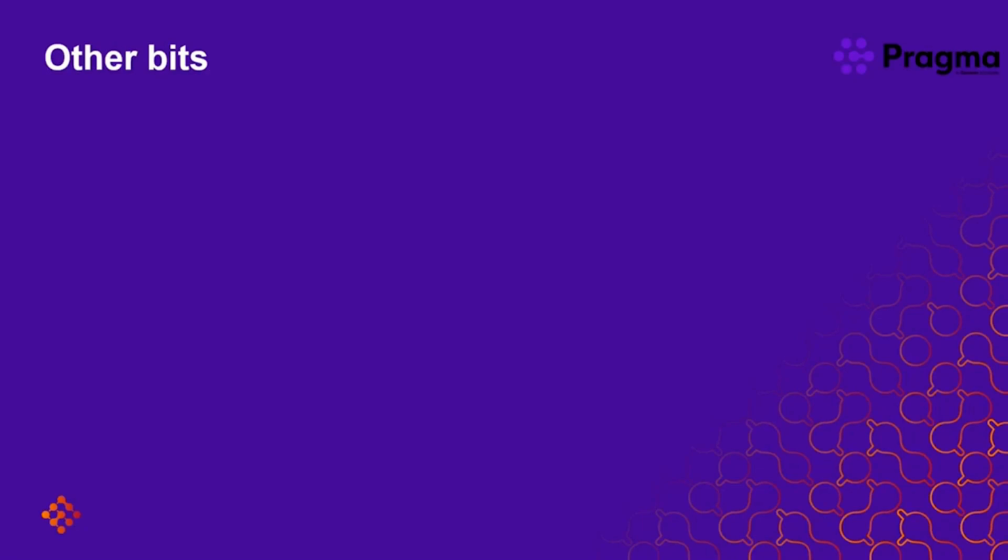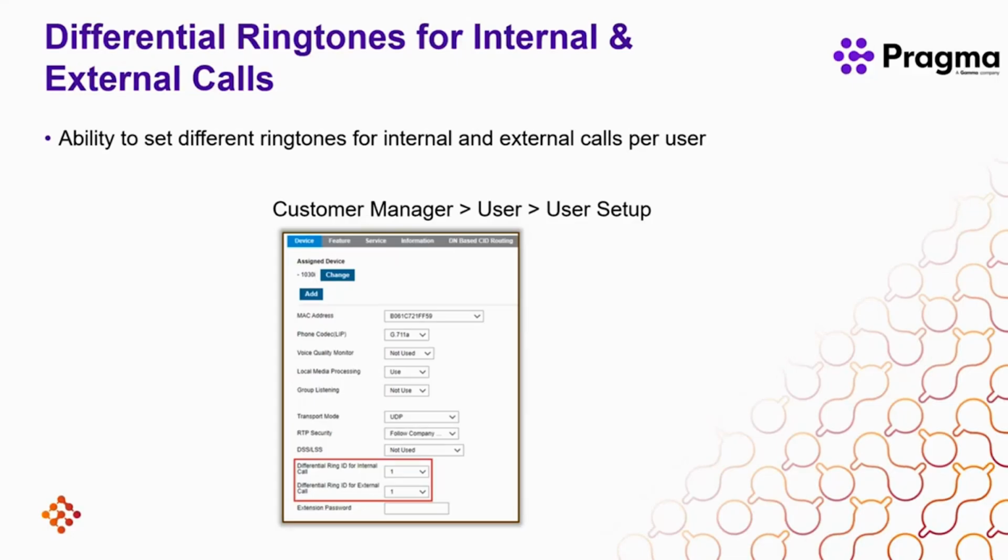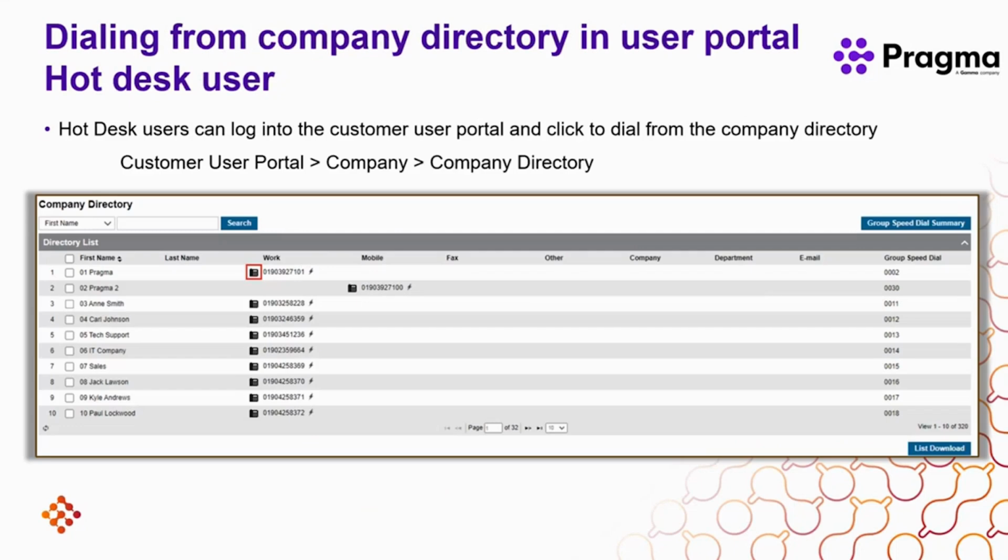So that's the main features of cloud. There's a few other little bits that we've added as well. Differential ringtones for internal and external. Pretty straightforward. You can see here within the user setup menu, under where you normally select a device, you've now got the option for different internal and different external ringtones, 1 through 9. Anybody that's worked with ELG for a while will recognize the ringtones. They're all the standard jazzy ringtones we've normally got.